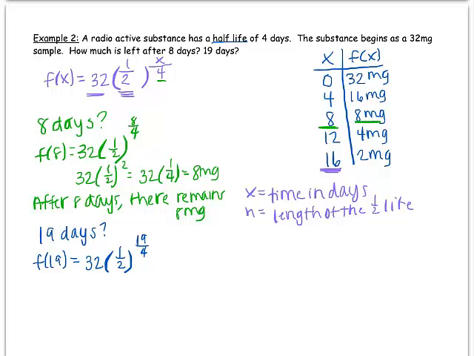Now, if I look at my table, 19 is going to be after 16 but before 20. So you know that your answer after 19 days should fall in between 1 and 2 milligrams. And if you do it out, it actually does, because it comes out to 1.189 milligrams. Okay?